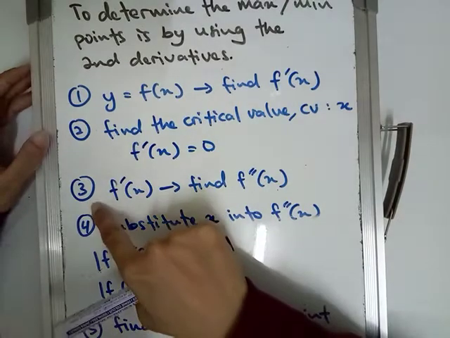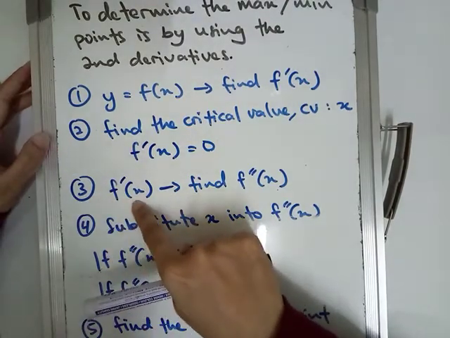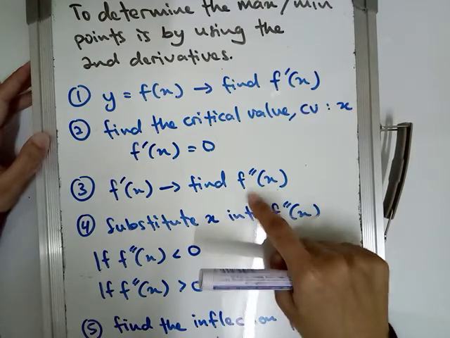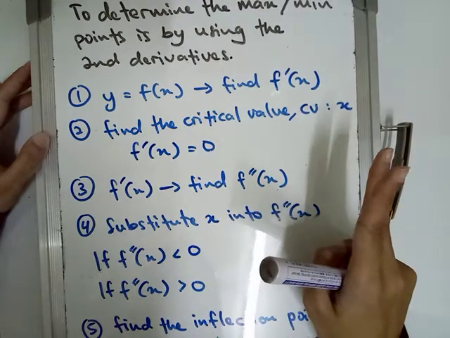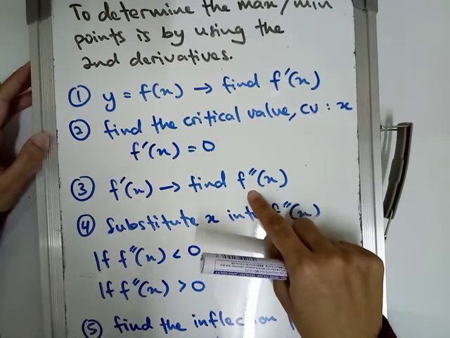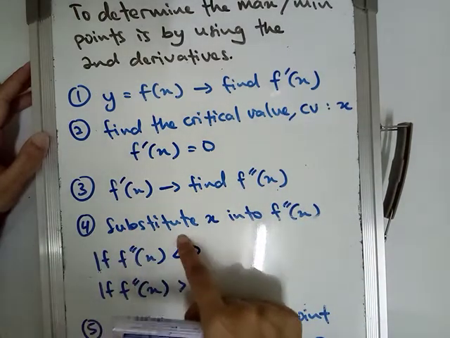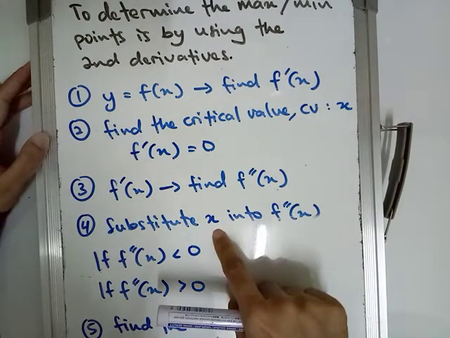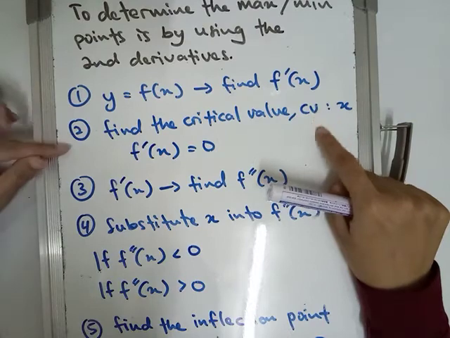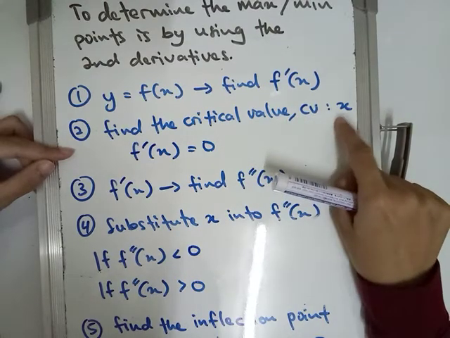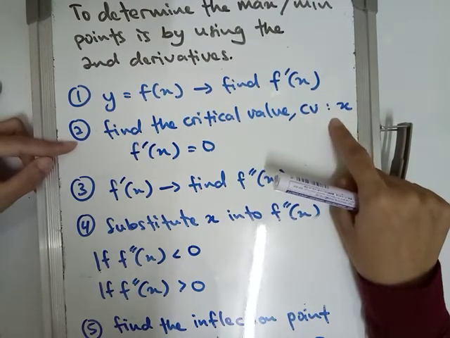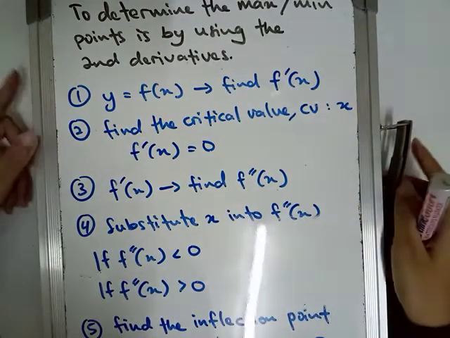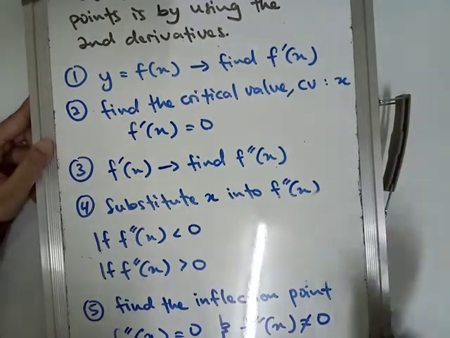Third step is, from the first derivatives, you need to find the second derivatives. That means you need to differentiate twice to find the second derivatives. Step 4, substitute the value x into second derivatives. Where is the x? From the second step, the critical value for x. You need to substitute it into second derivatives. Why? To determine the maximum or minimum points.